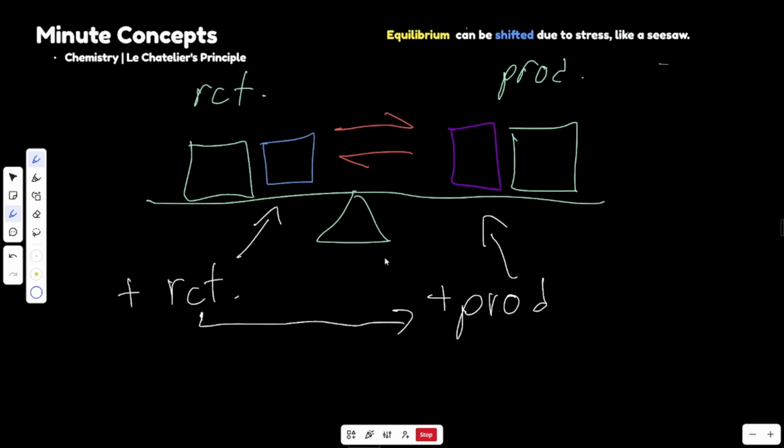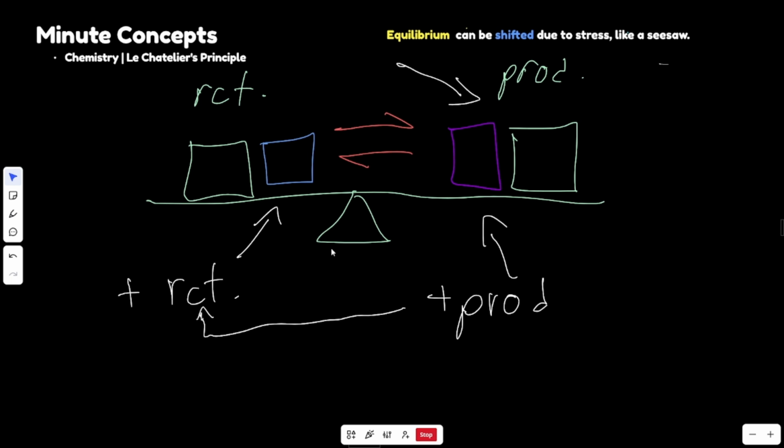Now, on the other hand, if we do it backwards, let's say that we reverse this arrow and we decide to add more product. This side will get heavier first. We'd have more product that eventually turns into reactants so that we can balance out the equilibrium. Now, that's just off of concentration. This is the concentration factor.